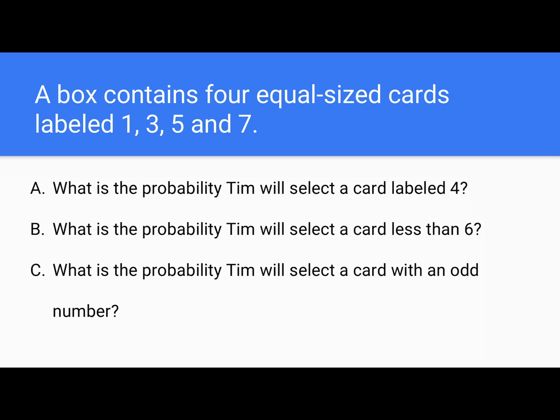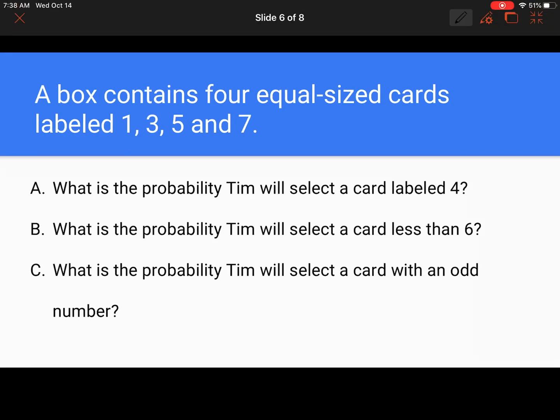All right, so a box contains 4 equal size cards labeled 1, 3, 5, and 7. So what is the probability Tim will select a card labeled 4? Well, let's look at all our options here, right? We have 1, 3, 5, and 7. So none of the cards are labeled 4. So there's a 0% chance we're going to pull a card labeled 4.